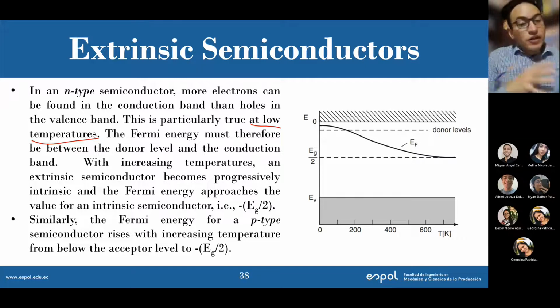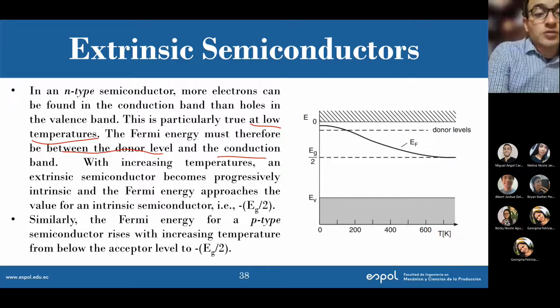Therefore, the Fermi energy is not halfway through now. Especially at low temperatures, it is not really the value of half of the energy gap. It's actually between the donor level and the conduction band.